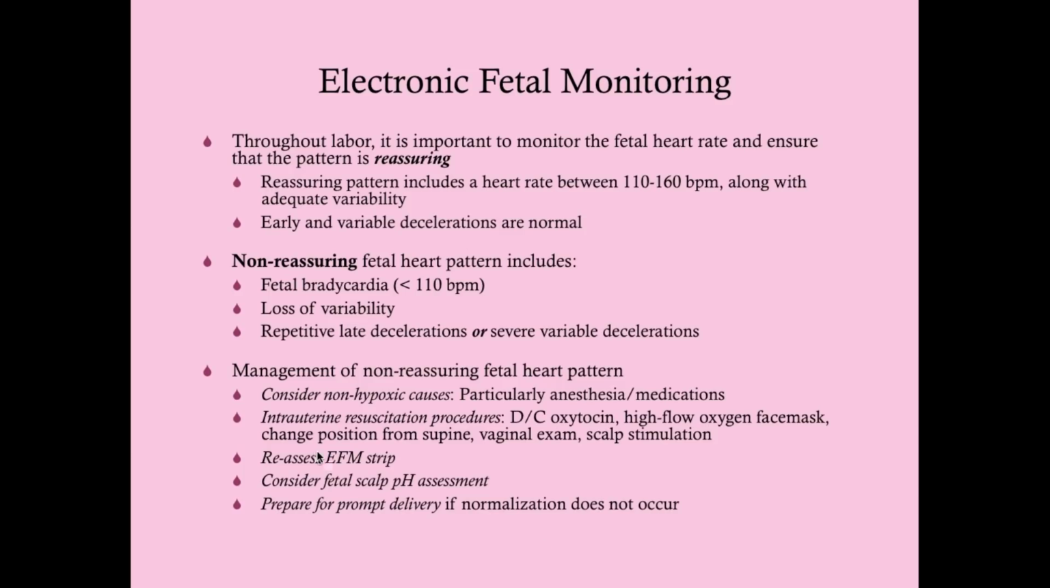And then at that point, after you do some of those procedures, you reassess the strip. If the strip continues to be non-reassuring, you can consider doing a fetal scalp pH assessment. You're just taking a little nick off the scalp, getting some of that blood, taking that blood back, checking the pH. If it's above 7.2, it's probably not a big deal. Remember, a lot of these non-reassuring fetal heart patterns, there's nothing wrong with the baby. It's just a non-reassuring fetal heart pattern. However, if the fetal scalp pH is less than 7.2, you're delivering that baby right away, C-section. And then, as mentioned, prepare for prompt delivery if normalization does not occur.